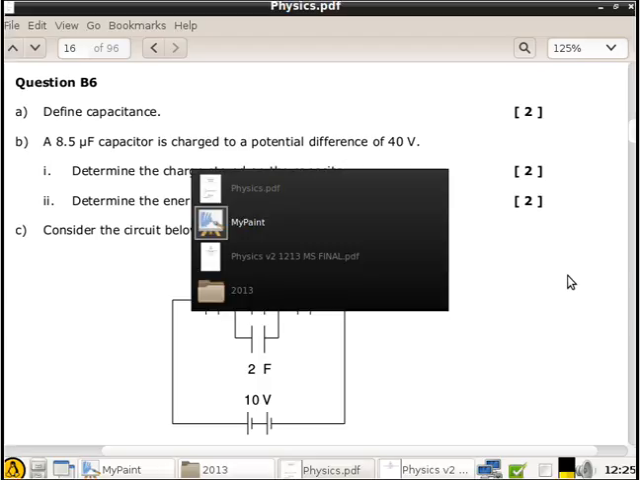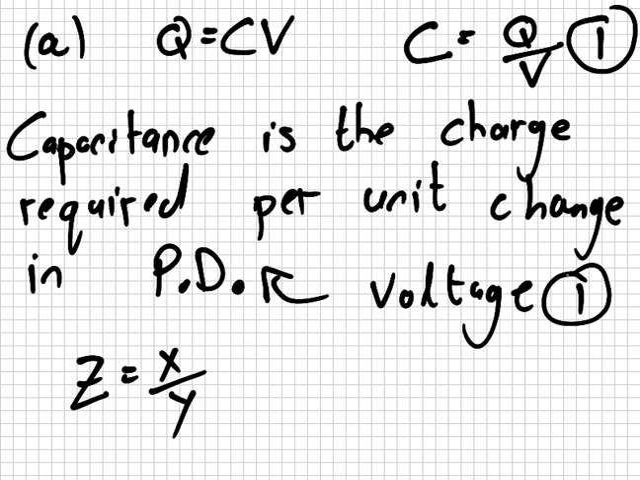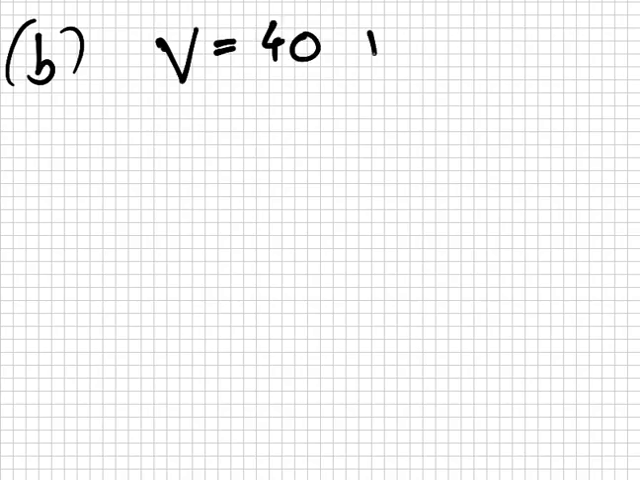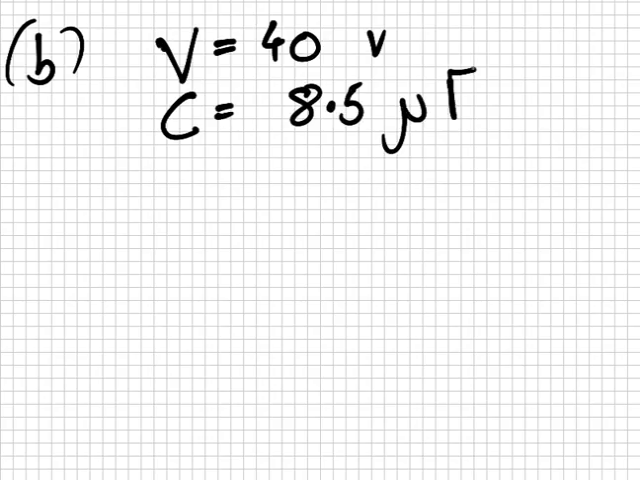Right, so that is the capacitor, that is the voltage, what is the charge, what is the energy? Okay, so B part. Can you give me the information? What did we know? Potential difference. We know the voltage is what? 40. And what else do we know? The capacitance is 8.5 microfarads. And what do they want first? They want the charge.